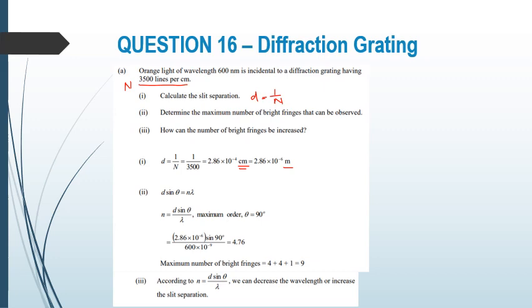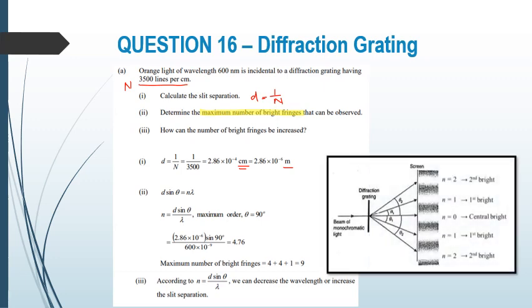So question 2, determine the number of bright fringes that can be seen. The maximum number of bright fringes that can be seen is not the same as the maximum order that can be observed. If you look at the diagram on the right-hand side, the number of orders only gives you the number of fringes on one side. If you want to calculate the maximum number of bright fringes that can be seen, you need to take into consideration both sides and also the central fringe.